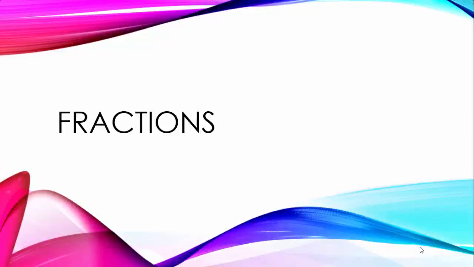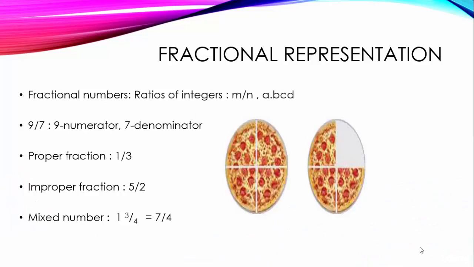Fractions. Fractional numbers are ratios of integers. In other words, a fraction is formed by dividing one integer by another integer. The set of fractions is a subset of the set of rational numbers. A fraction can be expressed in two forms: fractional representation m by n and decimal representation a dot b c d.